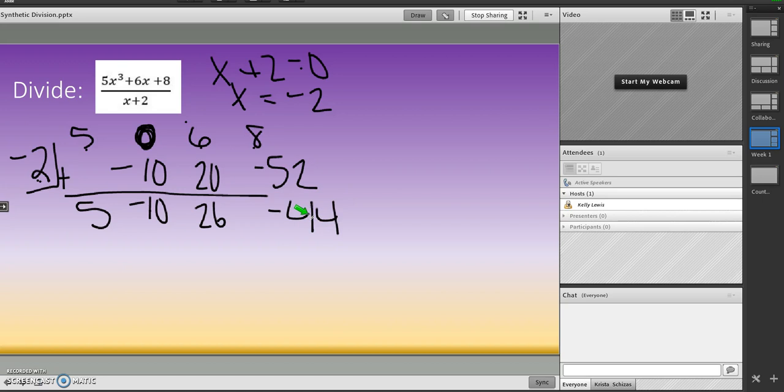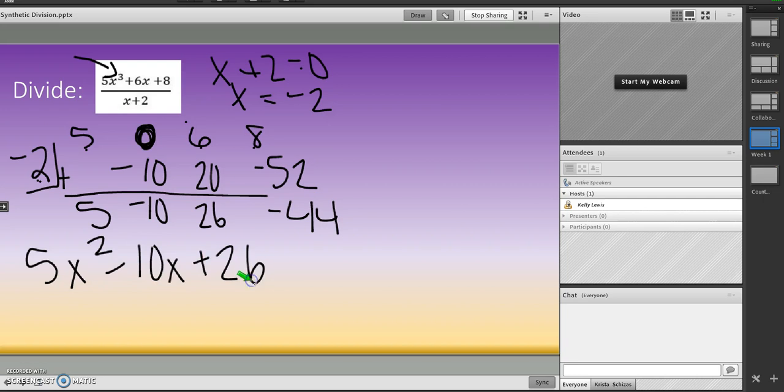So first let's write our polynomial. So instead of x cubed, which is that one, we're going to go down one. So it'll be 5x squared minus 10x plus 26. And then we have a remainder. So it'll be minus 44 over whatever we divided by, x plus 2.